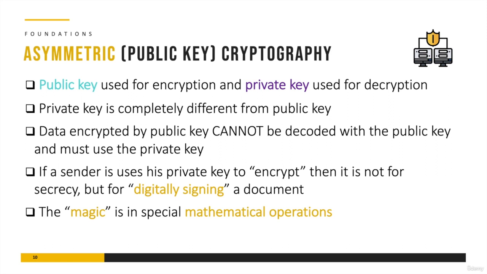The magic is basically in special mathematical operations, which allow the use of two different types of keys. So basically the difference between symmetric and asymmetric being that in symmetric we have exactly the same key at both the sender end and the receiver end. However, in asymmetric encryption, we're basically using two different keys.